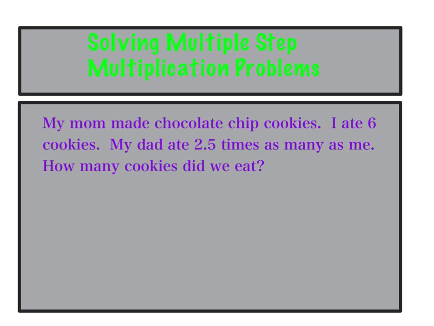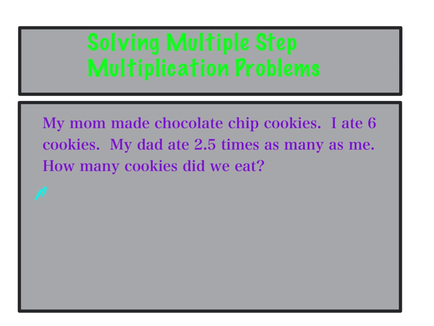Our next problem involves something a lot of people like, and that's chocolate chip cookies. So in this make-believe situation, I wouldn't eat this many, nor would my dad, but for the sake of the problem, here it goes. My mom made chocolate chip cookies. I ate 6 cookies. My dad ate 2.5 times as many as me. How many cookies did we eat?